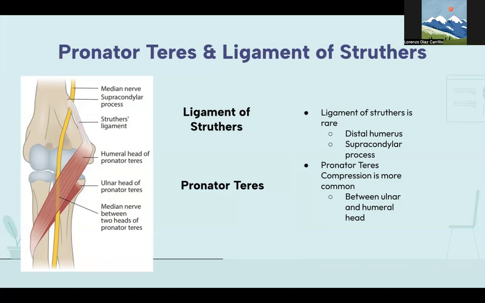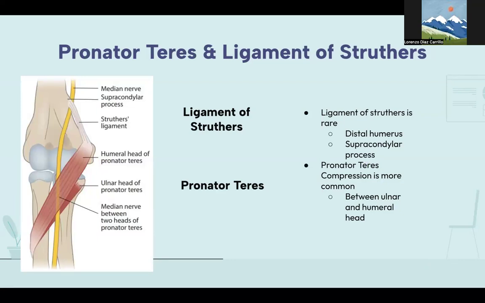And so specifically when we're talking about the compression at the pronator teres, we'll focus down below here. It gets compressed between the ulnar and humeral head. People tend to refer to it as pronator syndrome, I believe. Don't quote me on that one, but essentially it's a common term for proximal compression that can cause similar symptoms to a patient. The one on the top is the ligament of Struthers.